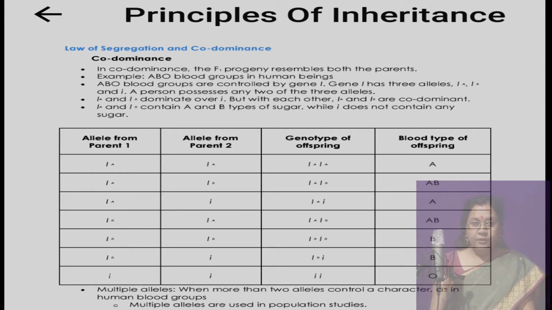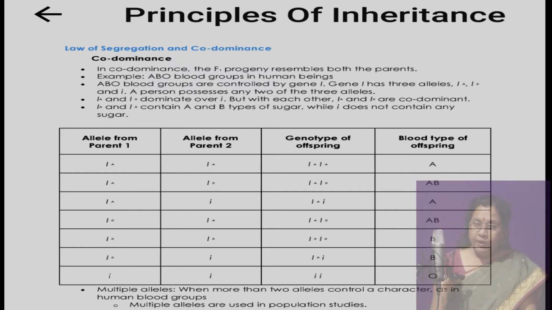So, when IA and IB are produced, they produce a special antigen on the surface of the RBC where if antigen A is present, then the allele will be IA and the genotype of the offspring will be IA and the blood group will be A blood group and the antibody present in the plasma will be the antibody B. The blood group B contains the allele IB and the genotype of the offspring will be IB i or IB IB and the antigen on the surface of RBC will be B and the antibody will be A.